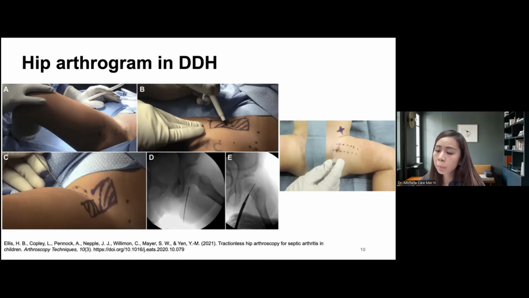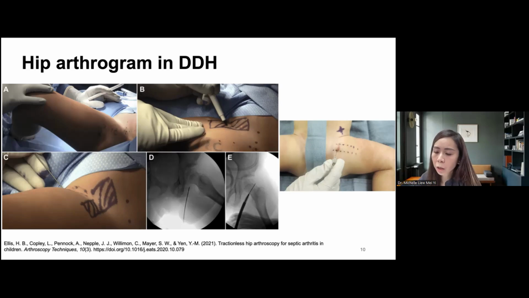So arthrogram is usually performed on the patient in the operating theater under general anesthesia with fluoroscopy guidance. And it is usually not a standalone procedure. Usually you would have a plan: if the hips are reduced, then you would conservatively manage the patient with a cast, or operatively, which we will explore later.